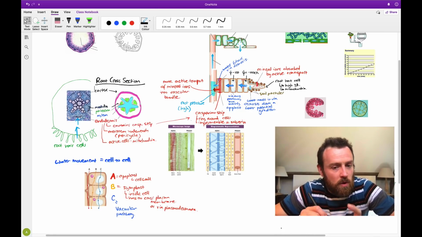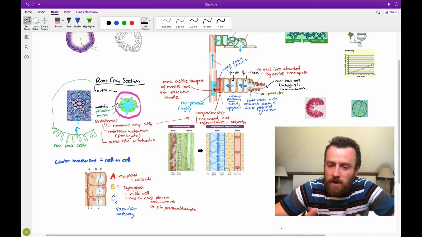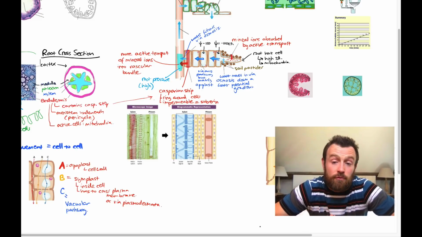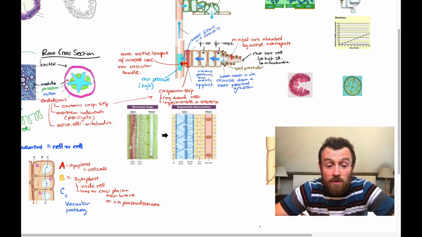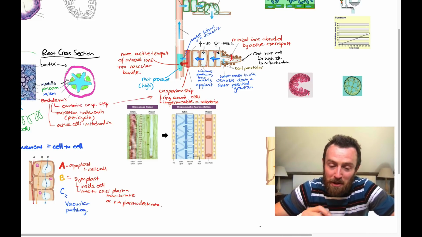Before we do that though, there's one thing which I should have stressed a bit more. The Casparian strip, what's it about? Well, I've already said that it forces water to go through either the apoplast or the symplast or the vacuolar pathway. It blocks the apoplast pathway.